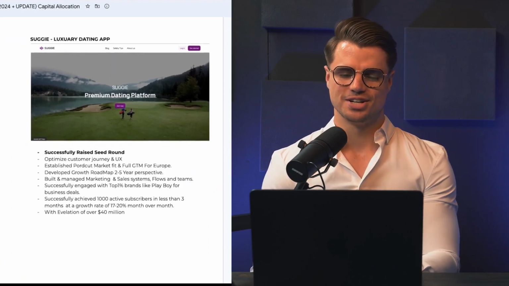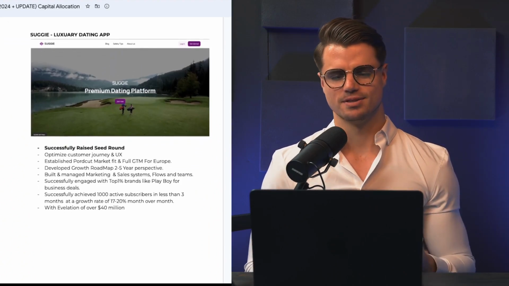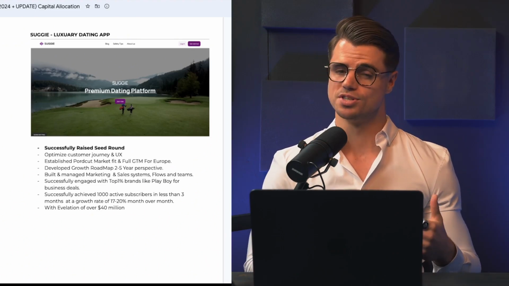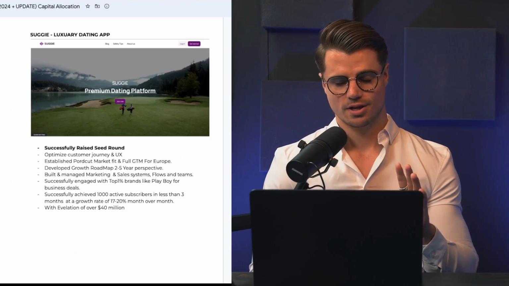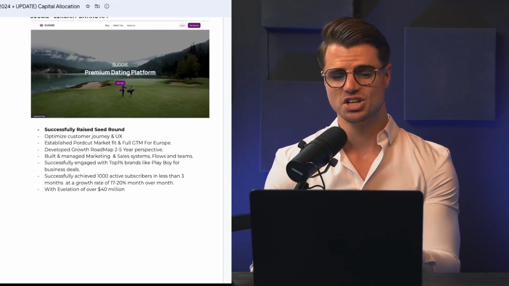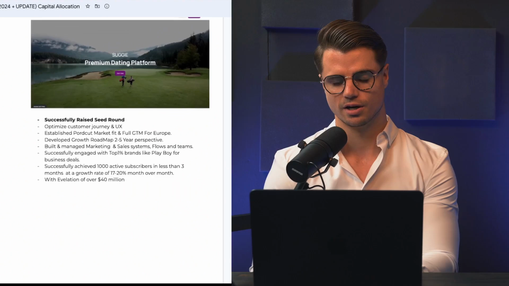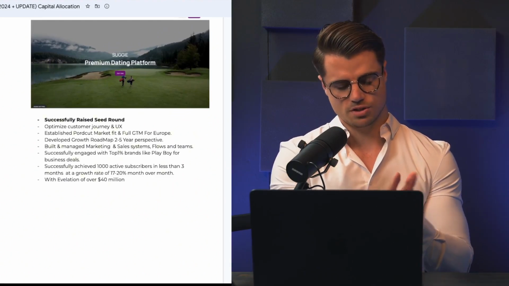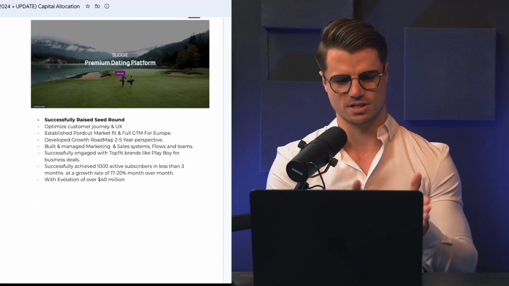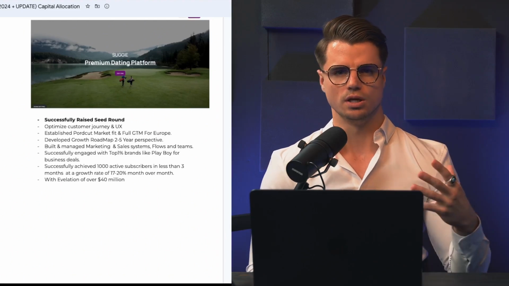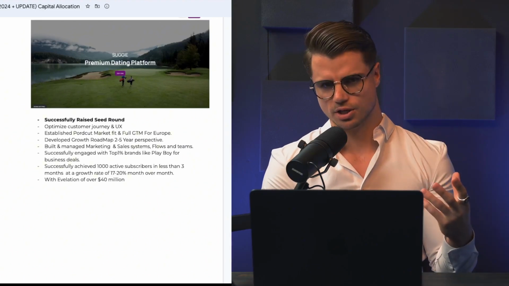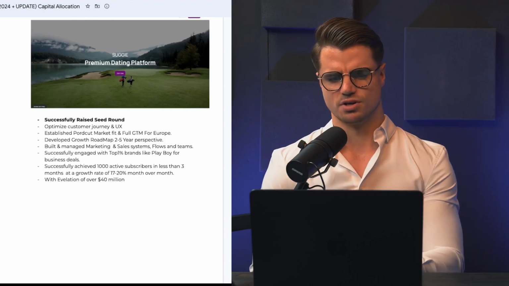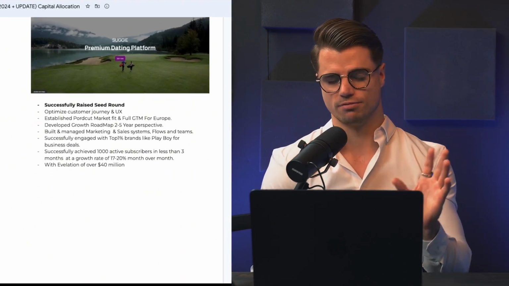Now, Shugi is a very interesting project. Shugi Luxury Dating is a luxury dating app positioned in Europe. What we helped them with was a lot of go-to-market work that we first had to unpack, optimizing customer journey and UX, as you can see here, and establishing product market fit. Going from GTM strategy to product market fit, it was about really understanding how to approach the messaging with the actual customer avatar they were serving. There were many iterations we had to go through in the product market fit process.